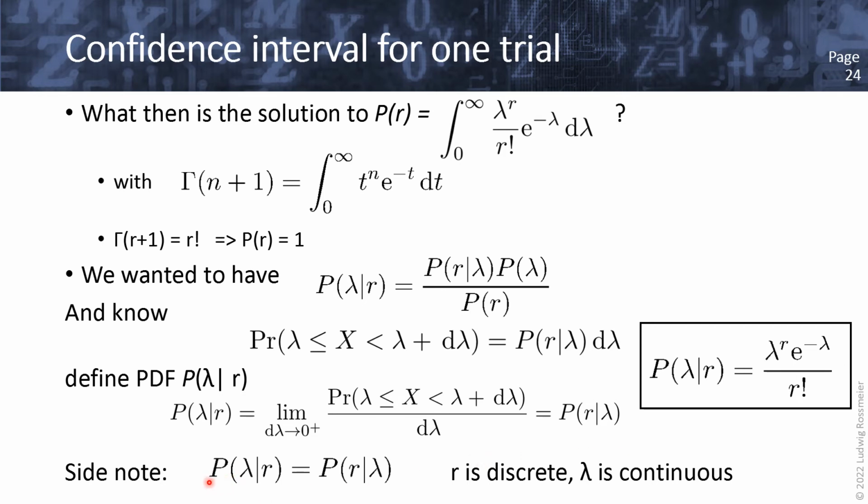As a side note, you could conclude that P of lambda given r is the same as P of r given lambda, which in fact is the case for our example, but in general this will not hold. R is discrete and lambda is continuous. R is the number of flipped bits after an experiment. This never can be a continuous number, but the parameter of the Poisson distribution lambda is a continuous value.